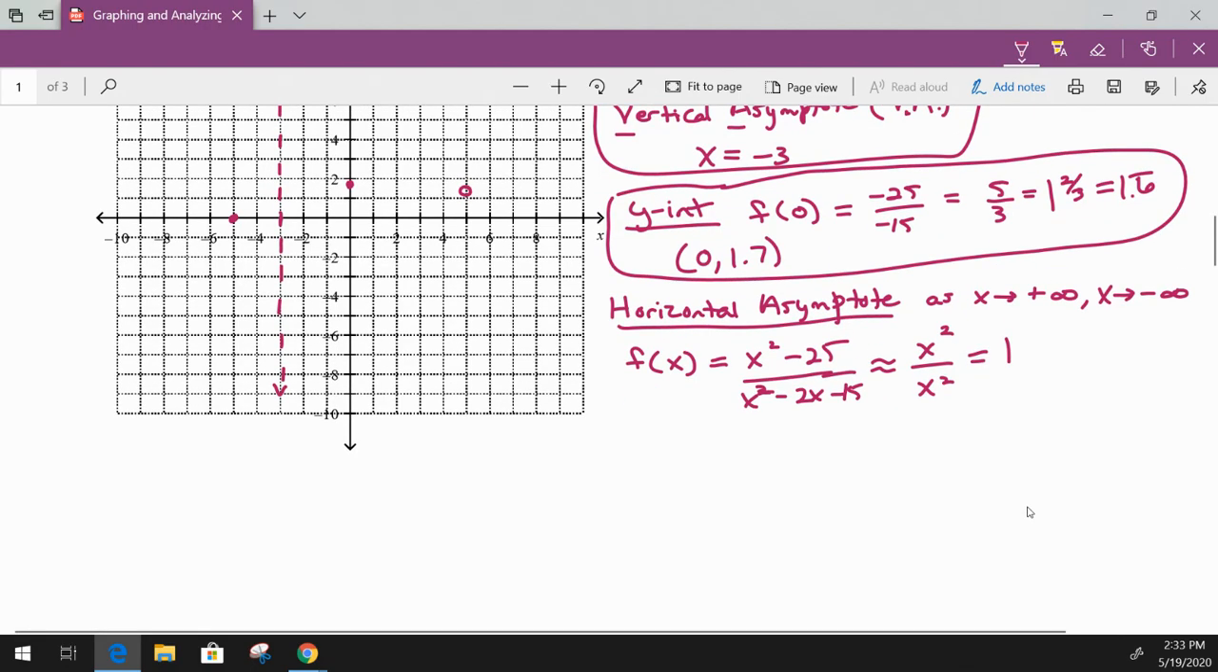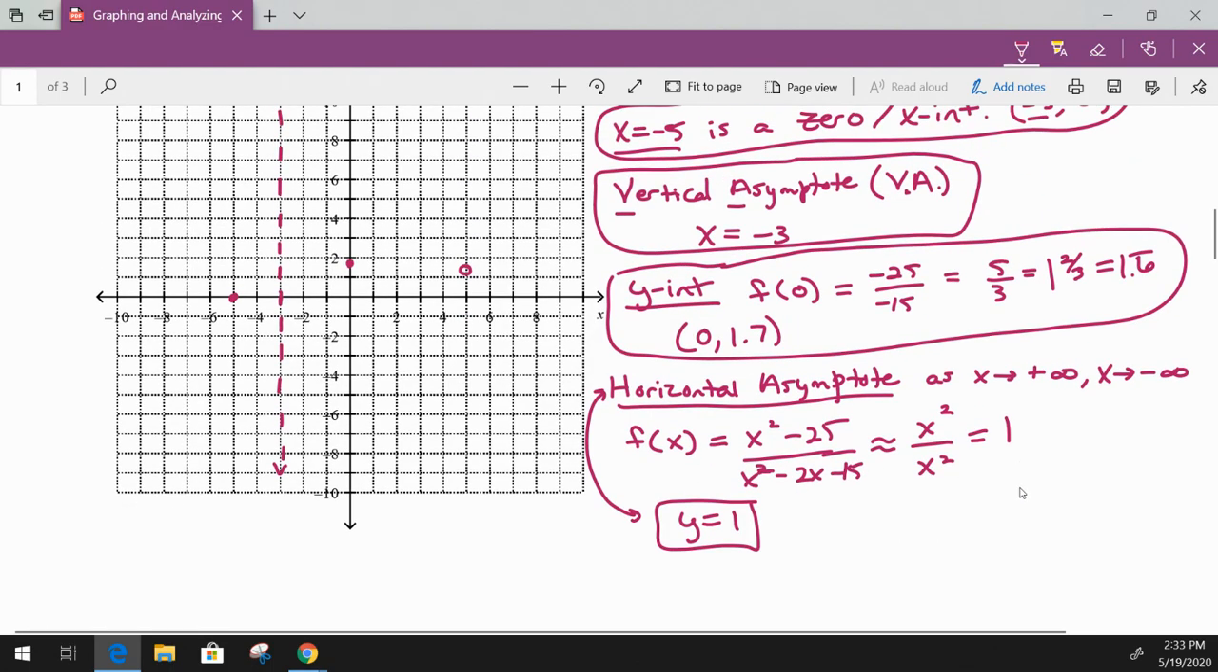So your horizontal asymptote is going to be the horizontal line y equals 1, because that is the value your output is going to get to as these x values get bigger and bigger. So we do want to draw a dotted line crossing the y-axis at 1. Your graph is going to get closer and closer to this without ever crossing it or touching it.